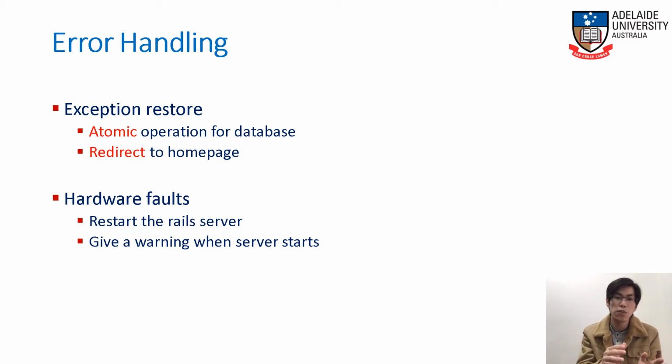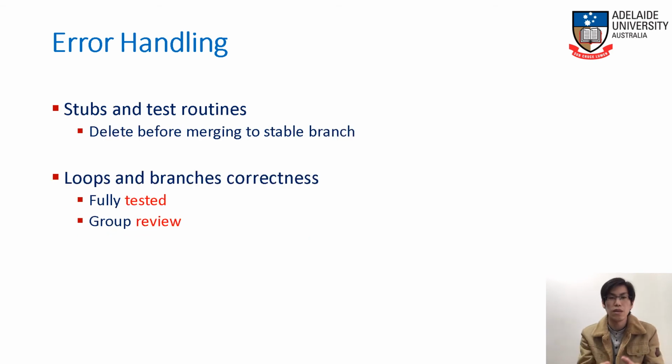As for the hardware faults, we just need to restart the Rails server, and the warning will be given when the server starts. Stubs and test routines will be removed before merging our code into the stable branch. And the loops and branches will be fully tested to eliminate the nested loops and incorrect branches. Group review is another way to keep the logic correct.